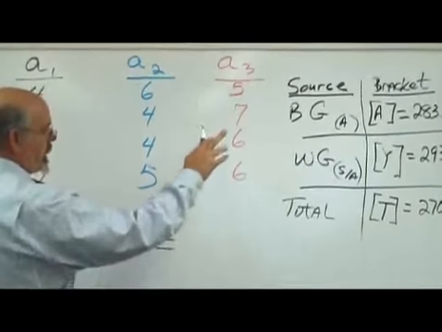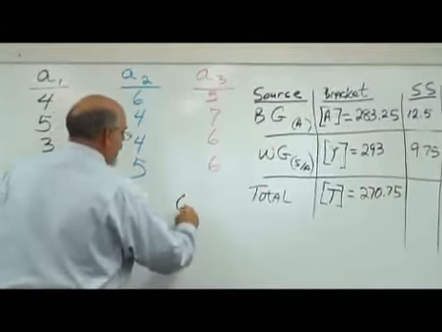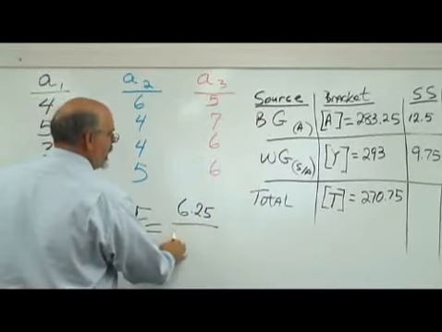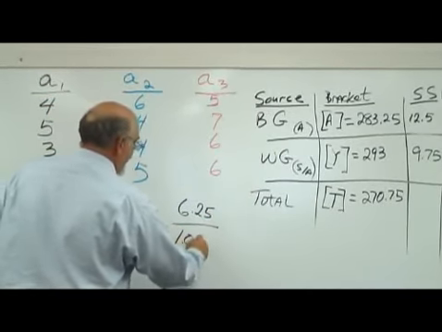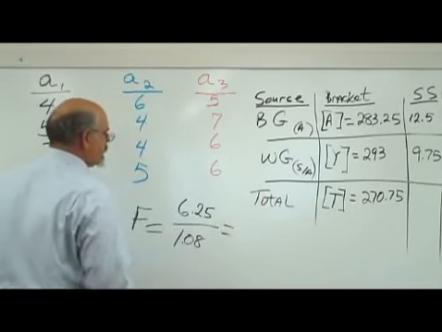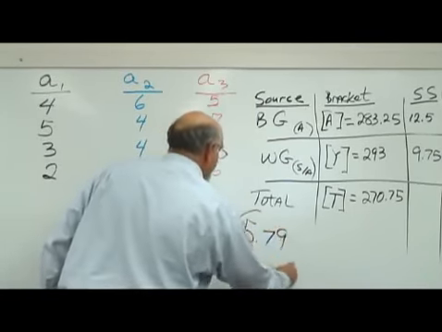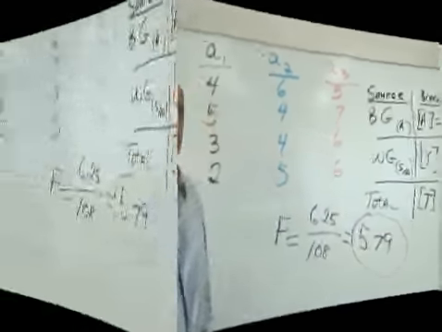So your F statistic is going to be 6.25. That's your between group divided by your within group, 1.08. You divide that out, it looks like you get 5.79. That is your F statistic.